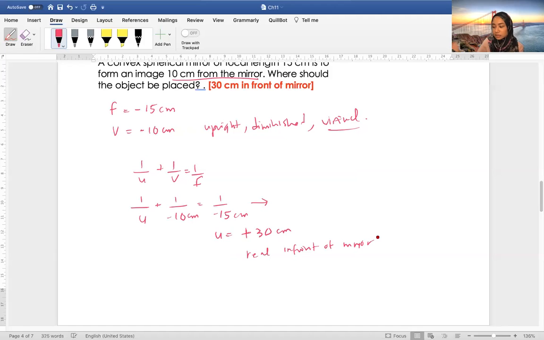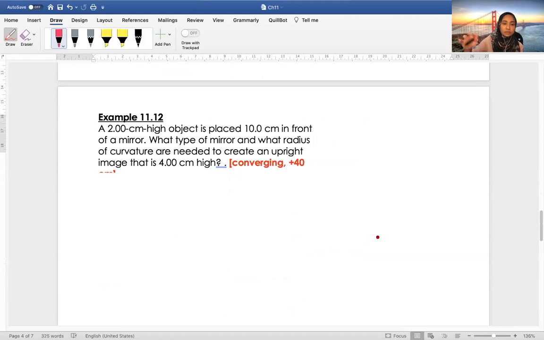Okay, so we are just getting to know these terms. If it's positive, what does it mean? If it's negative, what does it mean? Okay, next one. A 2 centimeter high object is placed 10 centimeter in front of a mirror. So this is high, so it's the height. So this is your object, HO, 2 centimeter, in front of a mirror. What type of mirror and what is the radius of curvature? So type of mirror relates to your F, if it's positive or negative. What radius of curvature is needed to create an upright image that is 4 centimeter high?